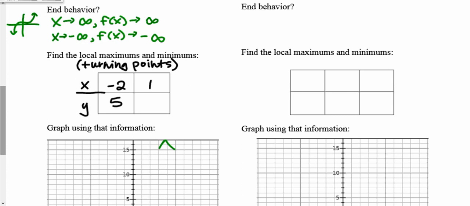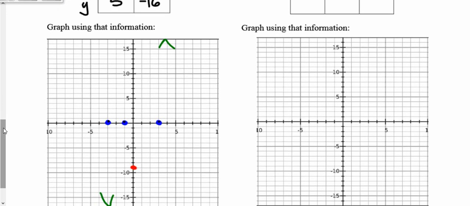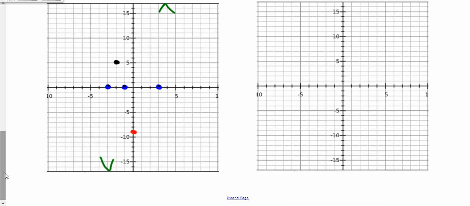And I'm getting a negative 16. So these are the last 2 points that we're going to put on our graph. So negative 2, 5. Negative 2, 5 is right here. And then positive 1, negative 16. Positive 1, negative 16.